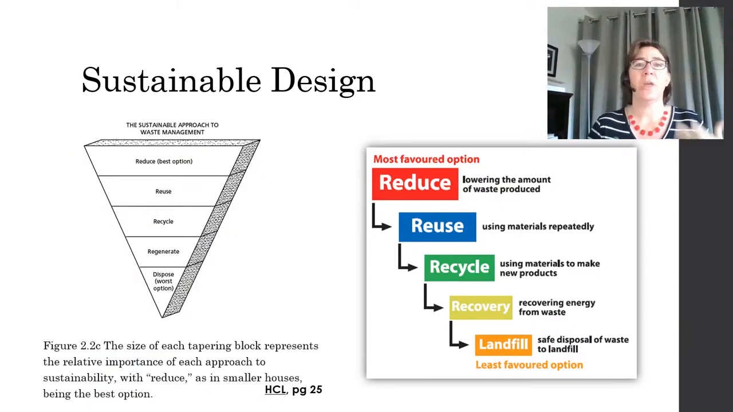So using this approach, which of these different categories is the most important? It turns out there is a hierarchy, and your book gives you this option here, this triangle. And so reduce is always your best or your first option that you should choose. Reuse is next. Recycle is the next best. And then if you still can't reduce, reuse, or recycle, you can recover some energy from your waste, or you can, your worst option, of course, dispose of any waste.